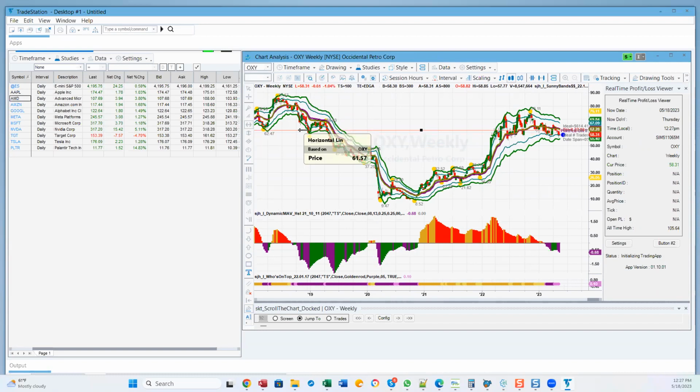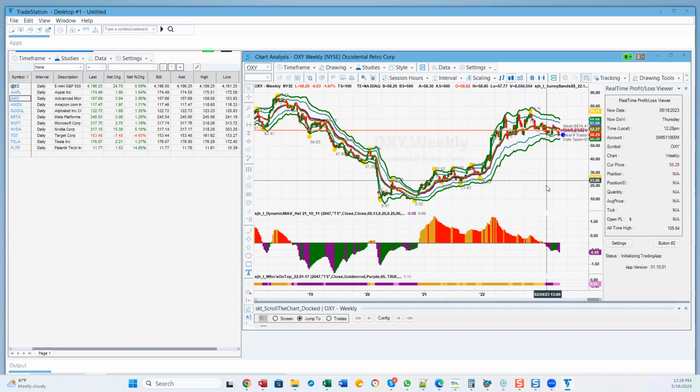Right there. I draw these things by blurring my eyes and looking at the chart. So I do think it's going to go on down to the lower sunny band. We've got a couple of red bars here. We're going to go on down to, wow, this one says 54.74.